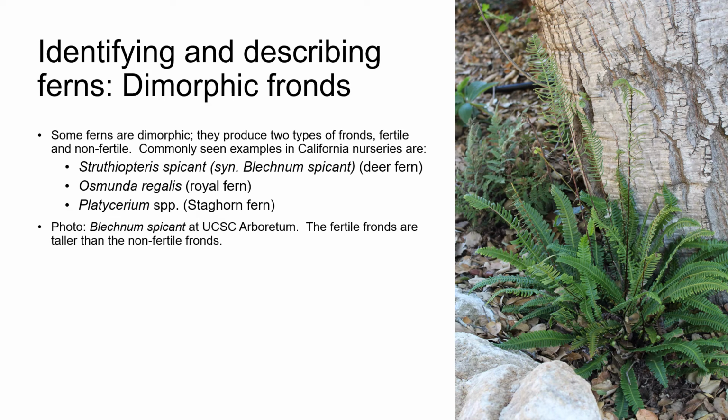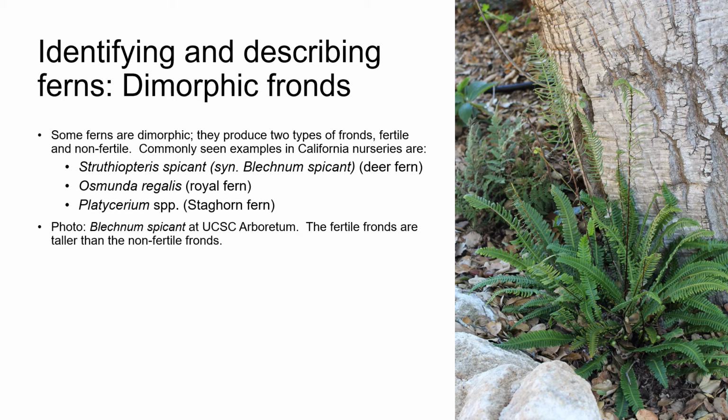Some ferns produce 2 types of fronds, fertile fronds and non-fertile fronds. The fertile fronds are the ones which will bear sori. Ferns that have 2 types of frond are referred to as dimorphic, and commonly seen examples of this in California nurseries are Struthiopteris spicant, which used to be called Blechnum spicant, or the deer fern, which is pictured here on the right, Osmunda regalis, the royal fern, and staghorn fern, Platycerium.